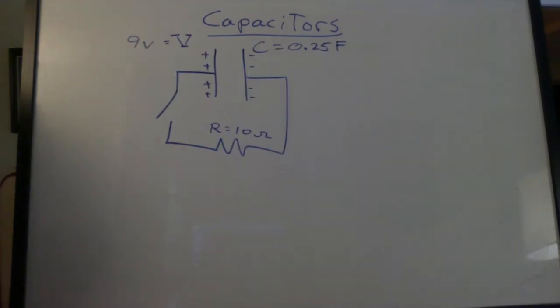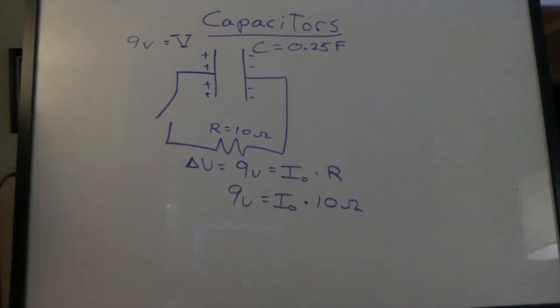Okay, let's try a discharging problem. We've got a capacitor of 0.25 farads. We charged it up previously with a 9-volt battery, and now we're about to throw the switch and connect it to a 10-ohm resistor. What will be the initial current? The capacitor is providing 9 volts across the resistor. The initial current is 0.9 amps.